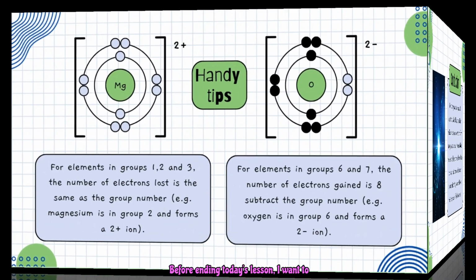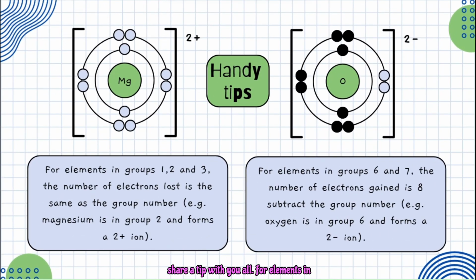Before ending today's lesson, I want to share a tip with you all. For elements in groups 1, 2, and 3 of the periodic table, the number of electrons lost is the same as the group number. For example, magnesium is in group 2, so it loses 2 electrons and forms a positive 2 ion. Whereas, for elements in groups 6 and 7, the number of electrons gained is 8 subtract the group number. For example, oxygen is in group 6, so if you subtract 6 from 8 you get 2. Therefore, group 6 elements gain 2 electrons and form negative 2 ions.